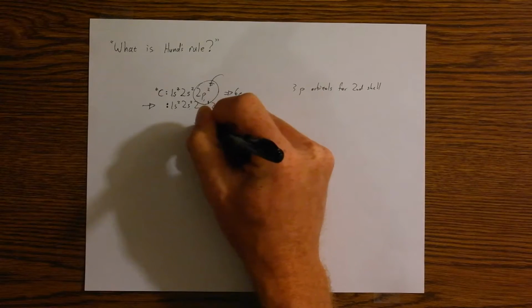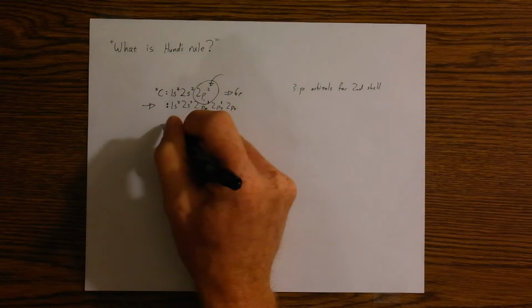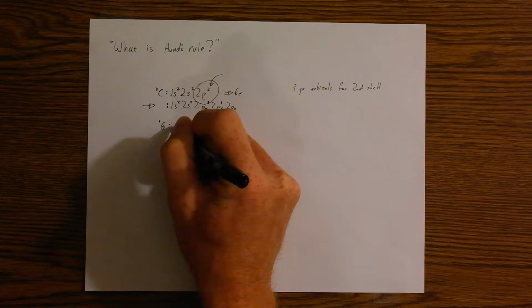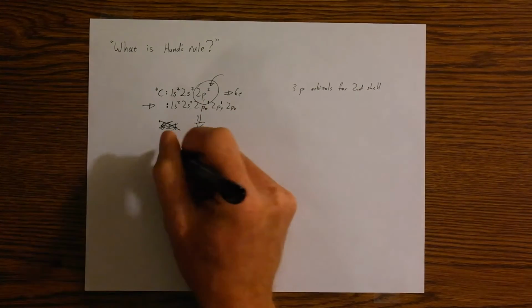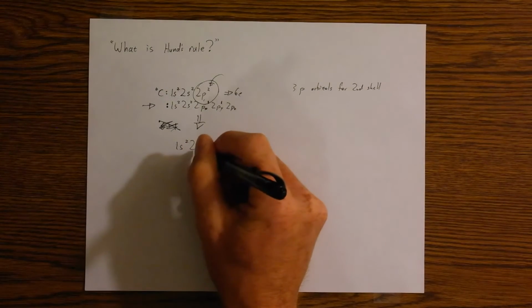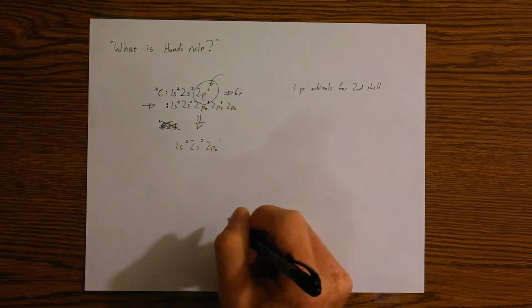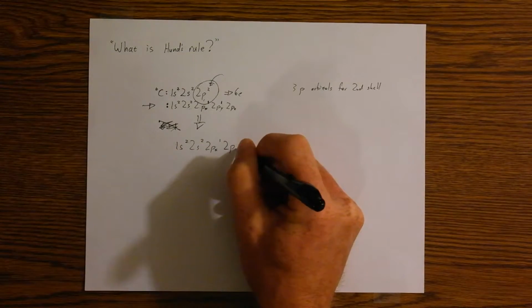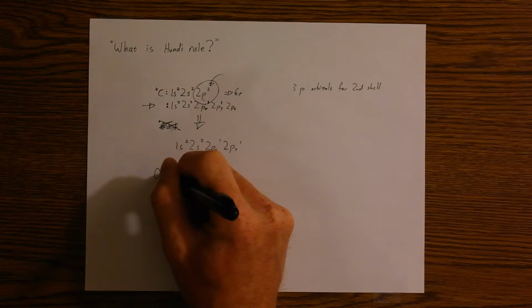So, just to clarify here, let's really truly draw the true electron configuration for carbon. We have 1s2, 2s2, 2px1, 2py1. That's the true electron configuration for carbon according to Hund's rule. But let's do one more. Let's do oxygen, because we need to really understand that.